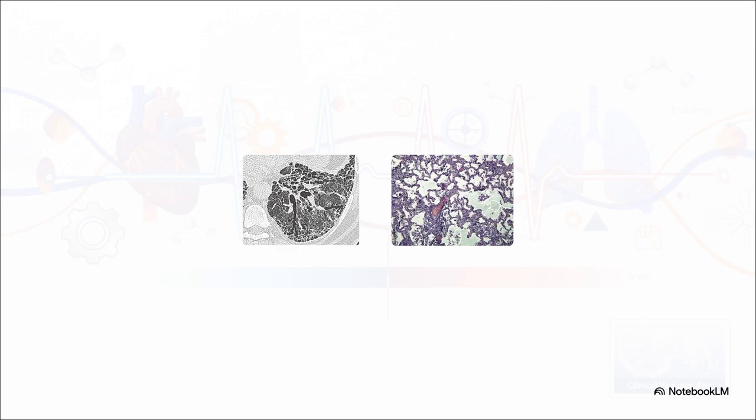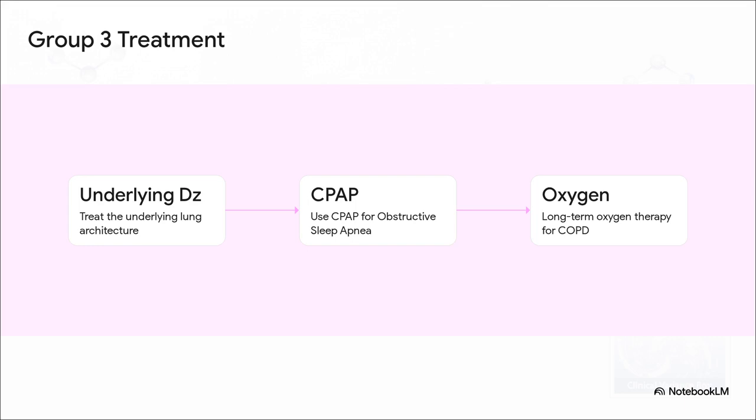bed. But just like we saw in Groups 1 and 4, the PCWP here remains completely normal, strictly at 15 or less. The treatment mandate for Group 3 is strict. It demands an absolute focus on treating the underlying lung architecture. You do not reach for pulmonary vasodilators first here. Instead, strict adherence to therapies like CPAP for sleep apnea or long-term oxygen therapy for COPD is mandated. By directly correcting the hypoxemia, you reduce that compensatory hypoxic vasoconstriction and alleviate the dangerous strain on the right heart.